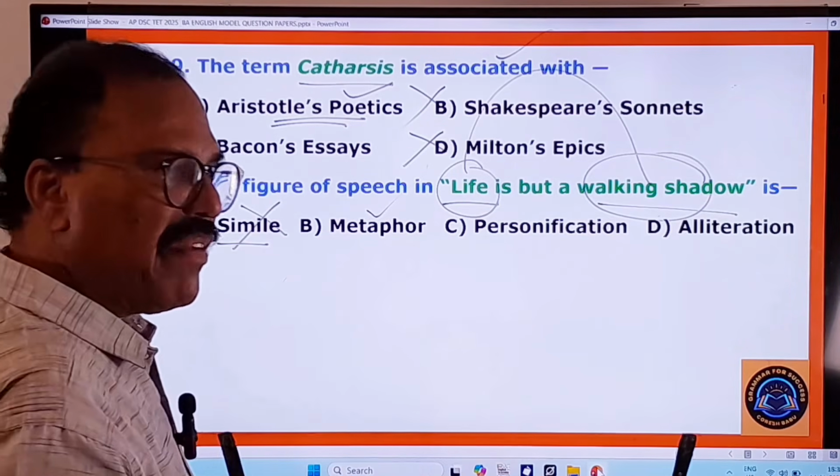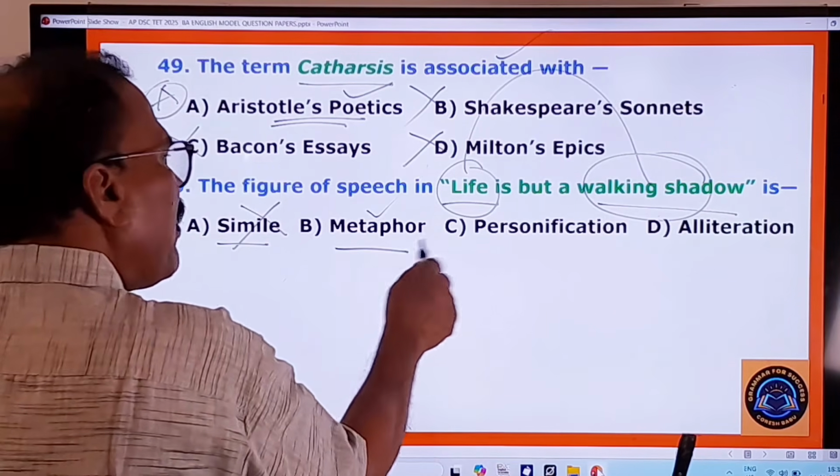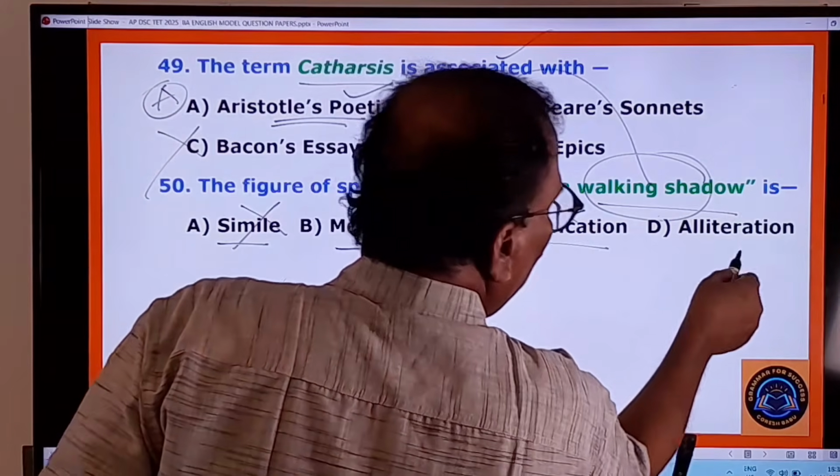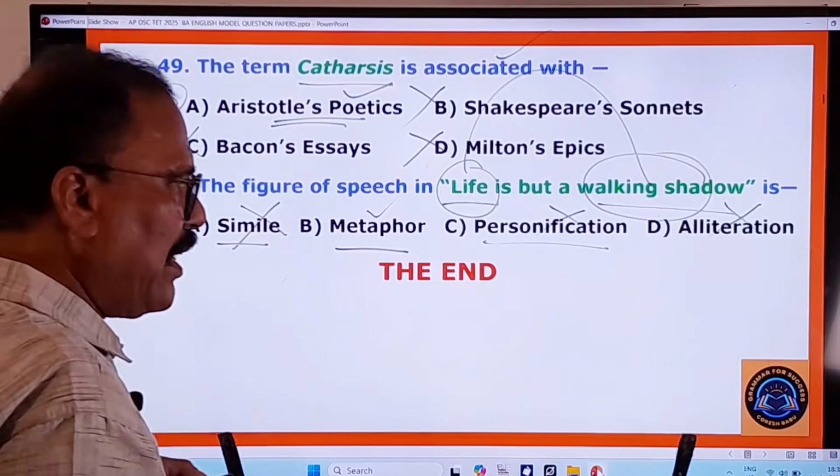జీవితం అనేది మన వెంట నడుస్తున్న నీడ. So that is therefore metaphor, personification, no, and alliteration. And with this, this question paper will come to an end.